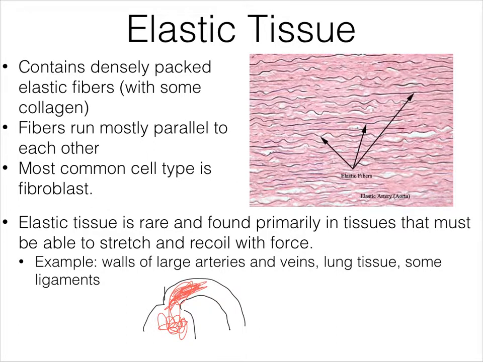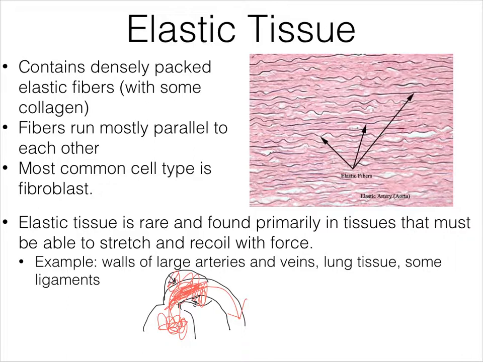That causes this tissue to have to stretch to accommodate that increased load of blood. And then the elastic tissue recoils, and that forces the blood farther down. So the aorta particularly, but other large arteries as well.